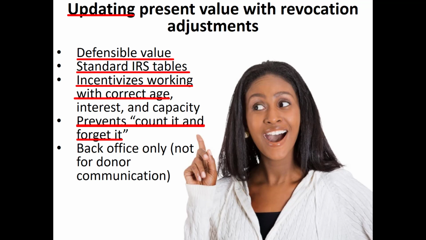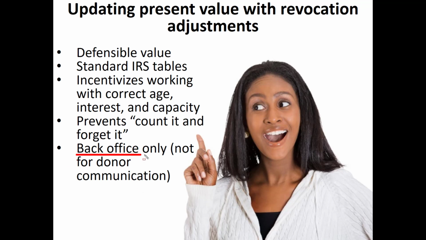Now, I need to emphasize once again, which I've said before, but it's important, the reality that this is for back office communication only. Do not ever include these kinds of calculations in communications with donors. If a donor has named your organization for a $100,000 gift in their will, that is a $100,000 gift. You can put it in a separate category. You can do whatever you want with it, but it's a $100,000 gift, and you never say anything different.